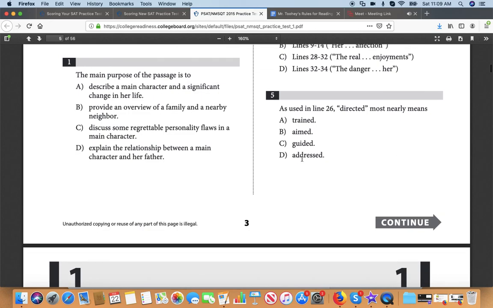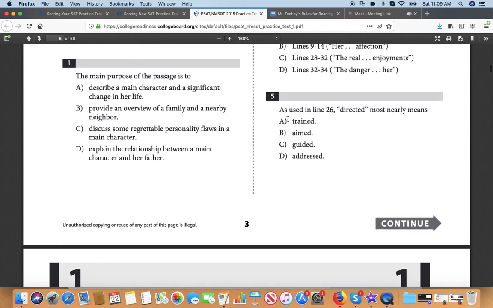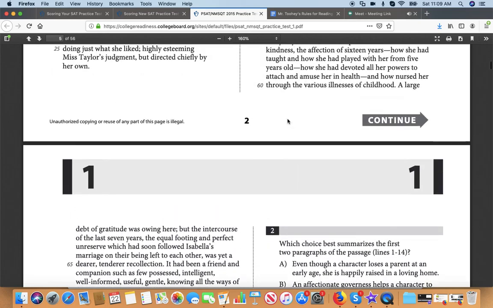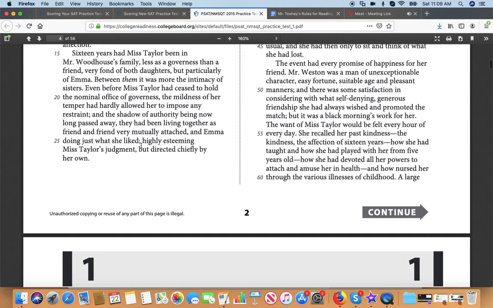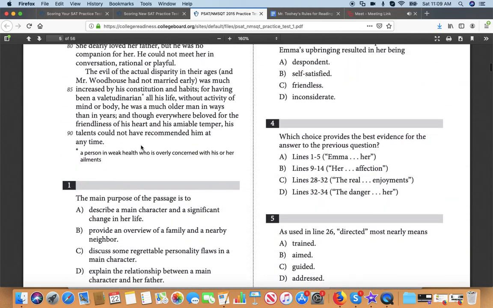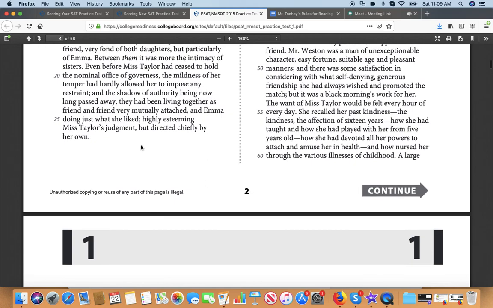So let's test answer choice A, trained, and we're going to plug that in for directed into the sentence where line 26 is at. We got a semicolon here. It's a complete statement after the semicolon. Just take it from line 25. Highly esteeming Miss Taylor's judgment, but trained chiefly by her own. How's that? That fits pretty well.